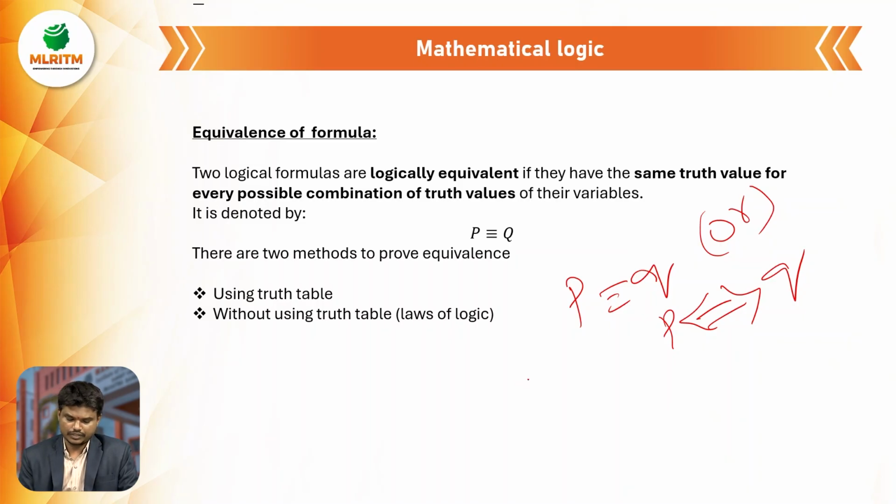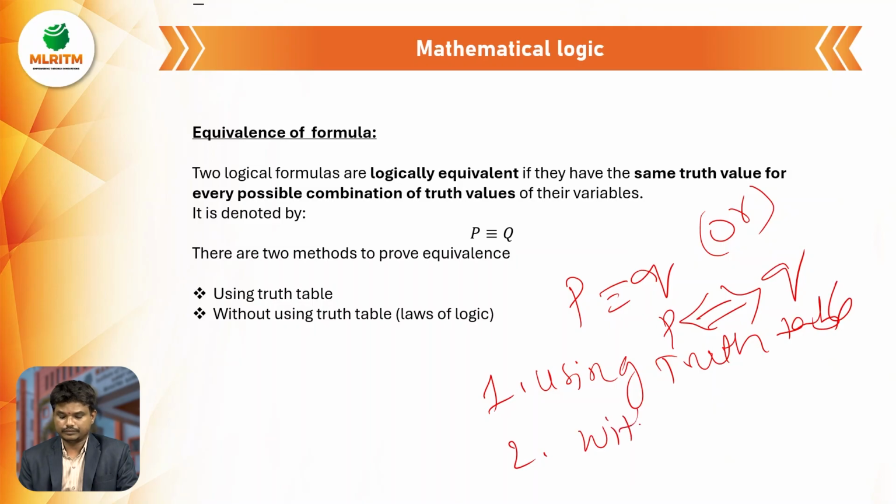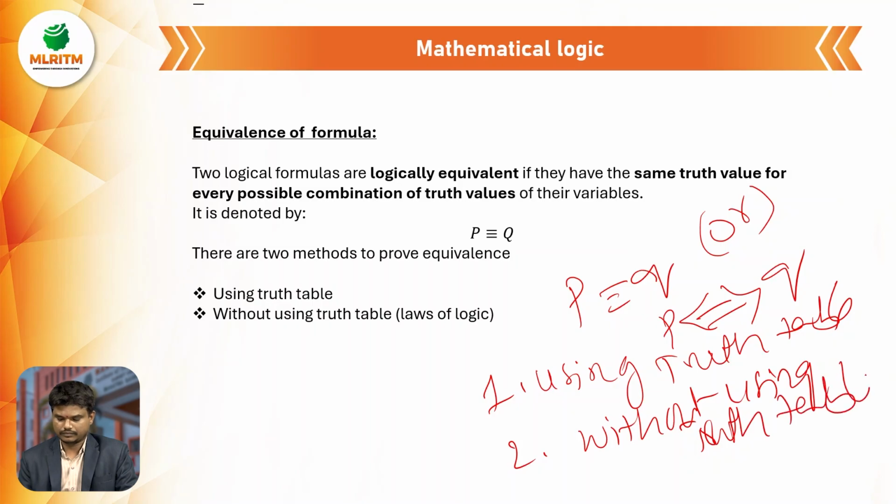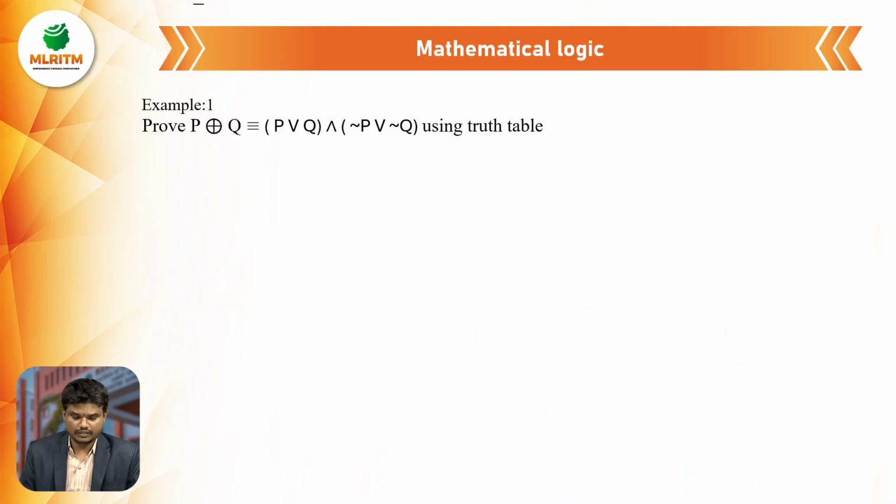So first one is by using truth table. And second one is without using truth table. These are the two methods for solving equivalence of formula. So here we solve the first problem by using the truth table. So here P exclusive or Q equivalence P or Q and negation P or negation Q.